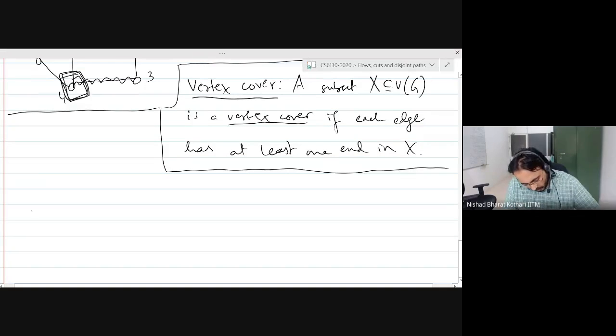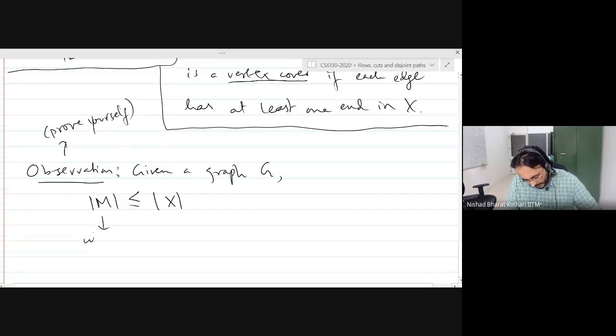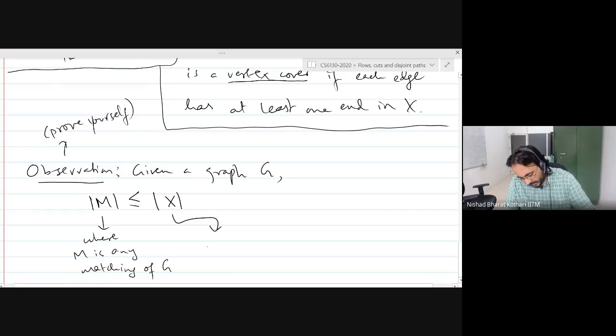Okay? So the observation which I want you to prove yourself is that given a graph G, the cardinality of a matching M is always less than or equal to the cardinality of any vertex cover X, where M is any matching of G and X is any vertex cover of G. Okay?